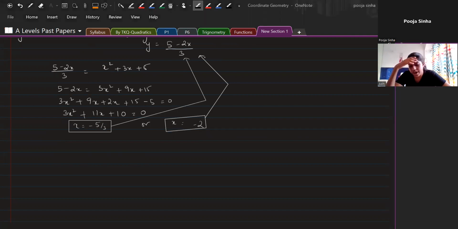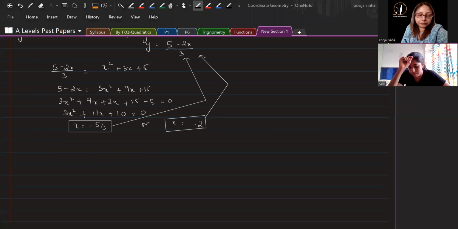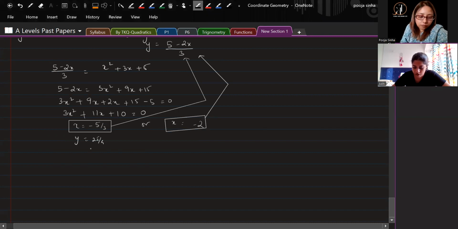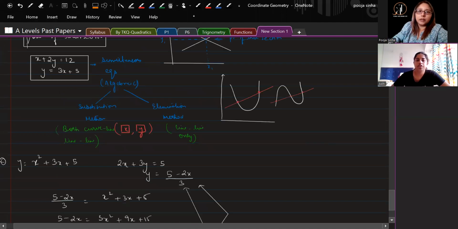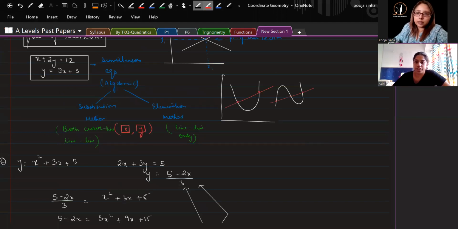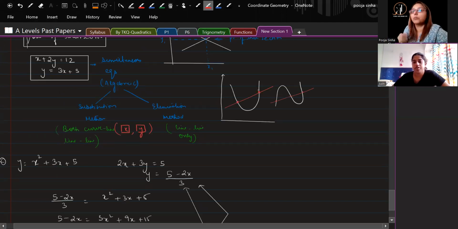The y value for x coordinate minus 5 by 3 is 25 by 9. And for the second value, where x is equal to minus 2, y is equal to 3. Okay, so you understood क्या है? अब हमारे पास दो आंसर्स क्यों आ रहे हैं? Because it's a curve equation in which there'll be two intersecting points. Two intersection points. So we got both the intersection points. ठीक है ना? Got it?